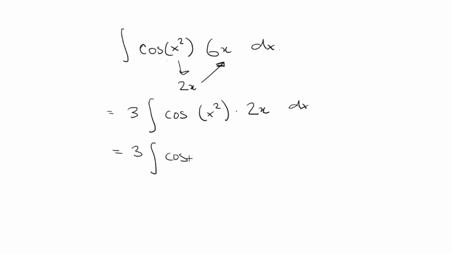So this is similar to the previous problem: 3 times the integral of cosine of u du, which is 3 times sine of u plus c. Plugging in the original expression back, we have 3 sine of x squared plus c.